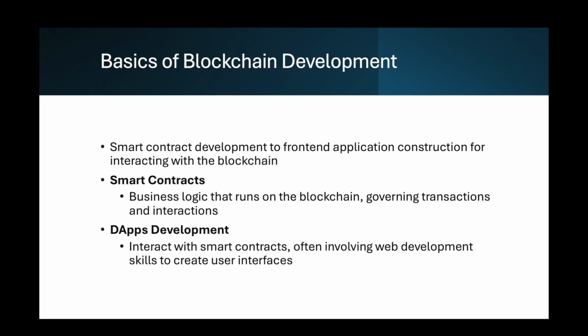Basics of blockchain development. Blockchain development involves several key activities, from smart contract development to front-end application construction for interacting with the blockchain. Smart contracts: writing business logic that runs on the blockchain, governing transactions and interactions. dApps development: building decentralized applications that interact with smart contracts, often involving web development skills to create user interfaces.